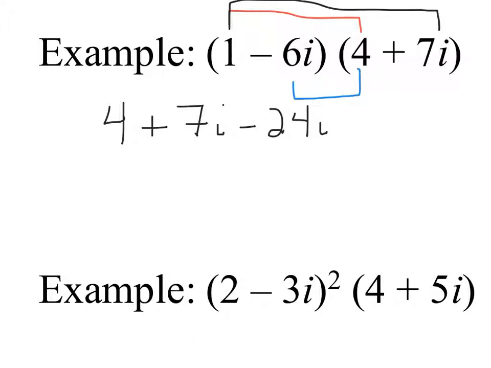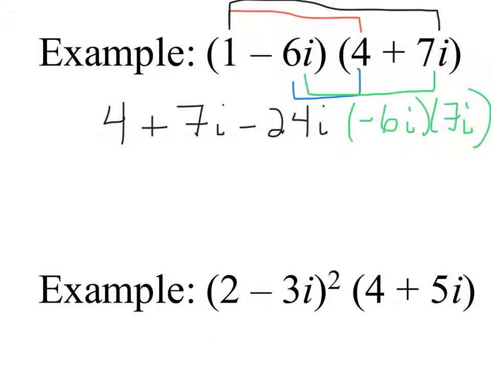I'm going to keep that negative sign, don't lose that. And then the last times last. Now this is where mistakes happen, believe it or not. Negative 6i times 7i. So what do we get here? I'm going to go ahead and write this out so you can see it. We're actually going to get a negative 6i times 7i.